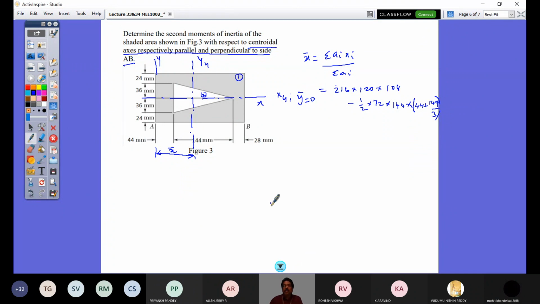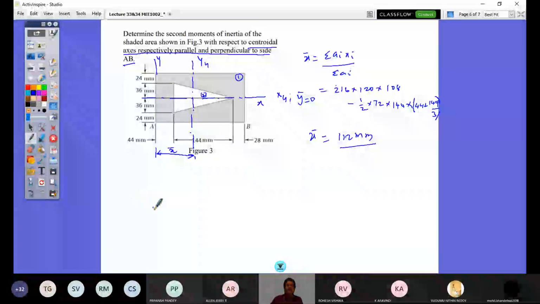So if I work out this, I get the x bar value equal to 112 mm. X bar value is 112 mm.